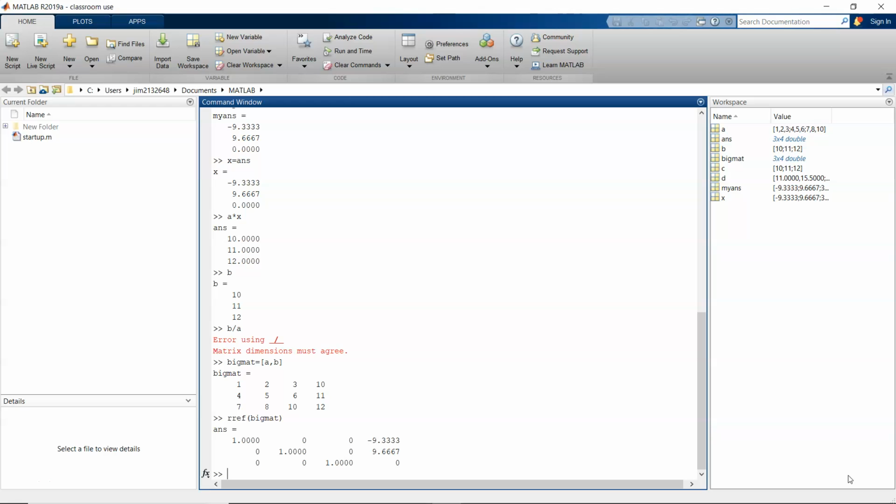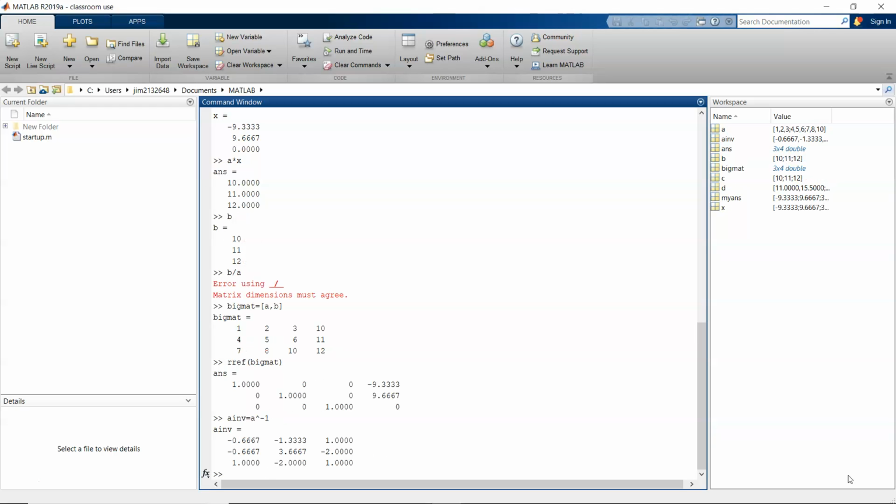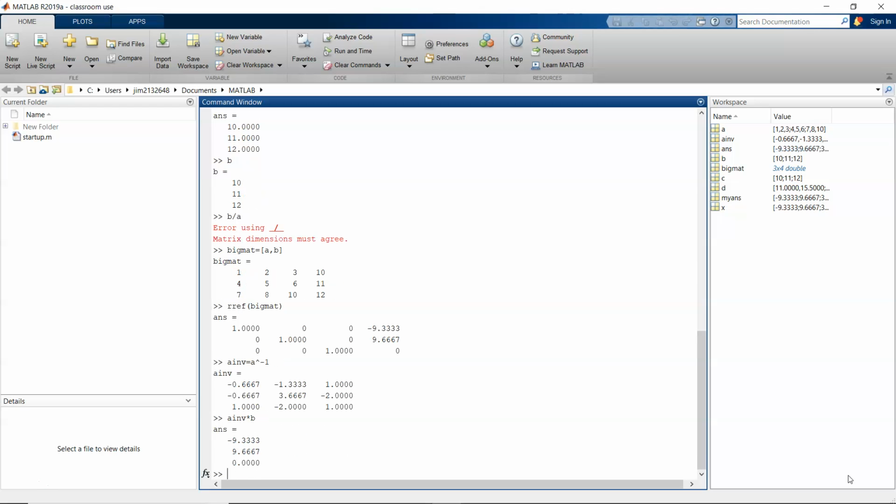Another thing people do is they'll create A inverse. They'll get the inverse matrix of A, and then they'll do A inverse times B, and they'll get the same answer. I'm going to stop it there.